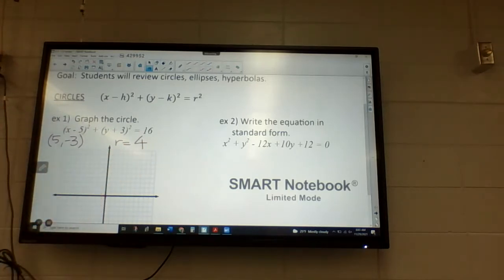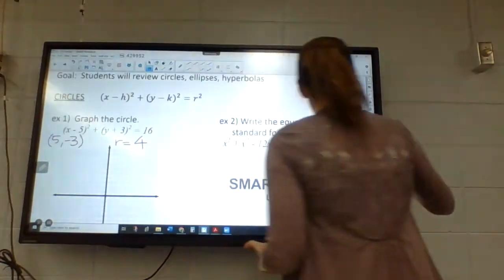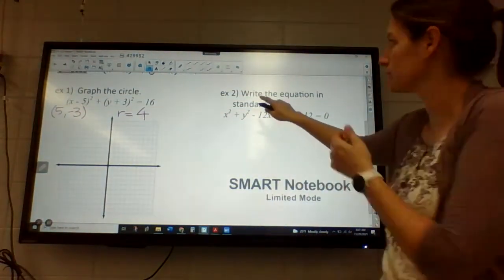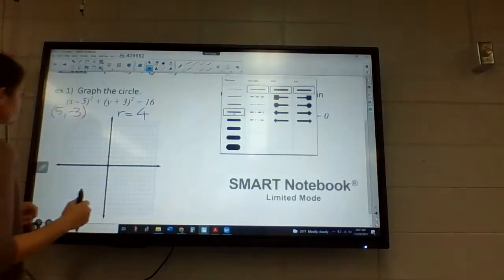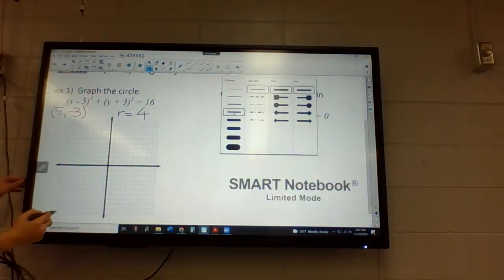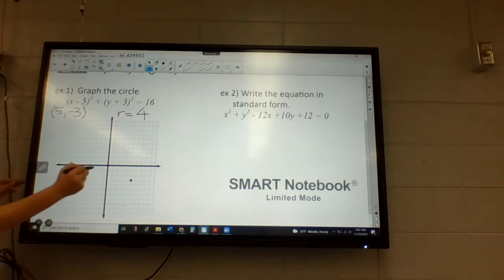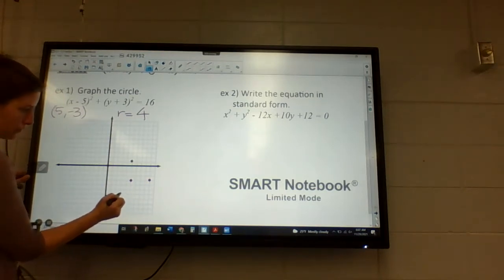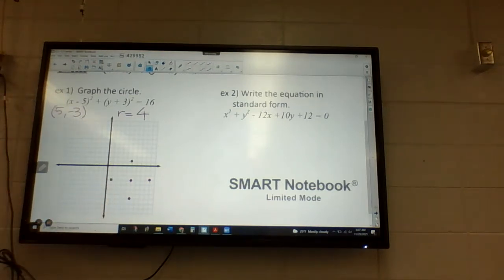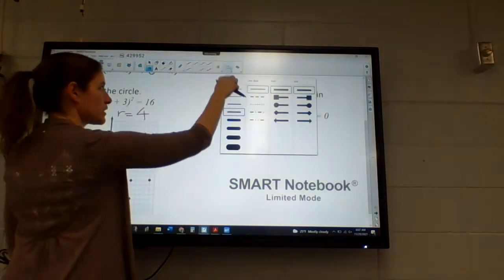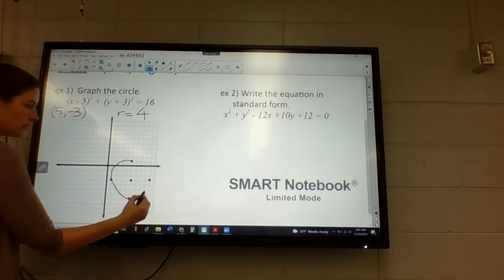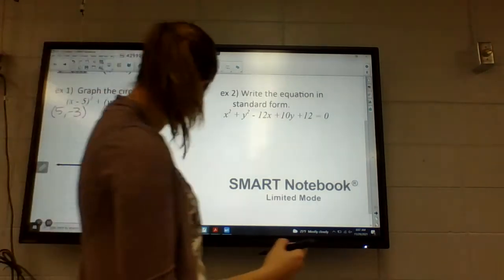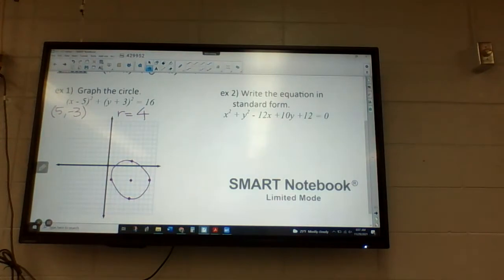So to draw our circle, we'll draw our center, and then go out every direction 4, and we should be able to graph our circle pretty easily. And then hopefully you can draw some sort of thing that looks like a circle. Not very good, they're a little lopsided. I could cheat and use my circle tool.